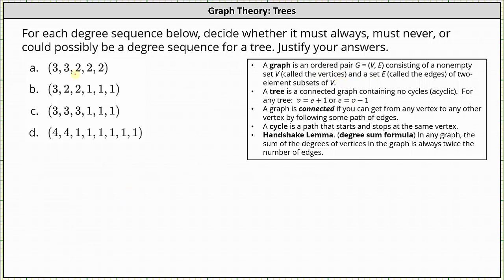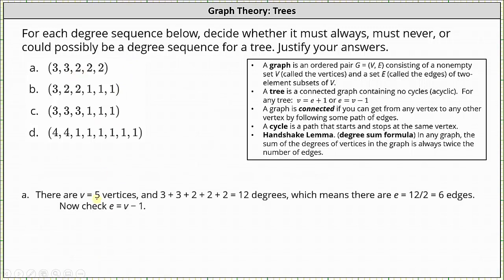So for part A, there are 5 degrees in the degree sequence, which indicates V, the number of vertices, is equal to 5. Next, we determine the degree sum, which is 12. This is equal to twice the number of edges. To find the number of edges, we divide by 2. E, the number of edges, is equal to 6. And now we check the equation E equals V minus 1. In this case, we have 6 equals 5 minus 1, which is not true. This indicates the degree sequence can never represent a tree.